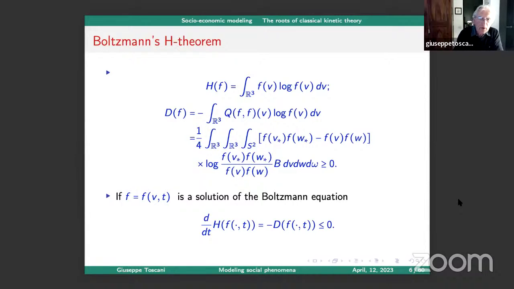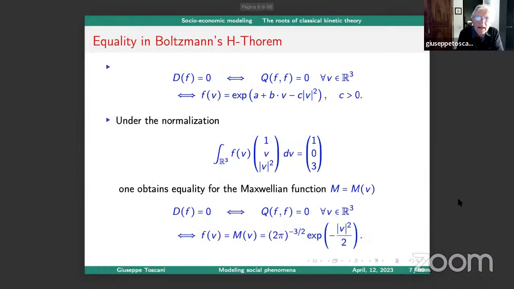What it means is that if you have a solution of the Boltzmann equation and you evaluate the derivative in time of this Boltzmann H functional, you find that there is a sign, and this sign is less or equal than 0. And if you check when this entropy production is equal to 0, let's say when Q of f, f is equal to 0, you discover that there is a class of functions that satisfies this equality, the so-called Maxwellian.